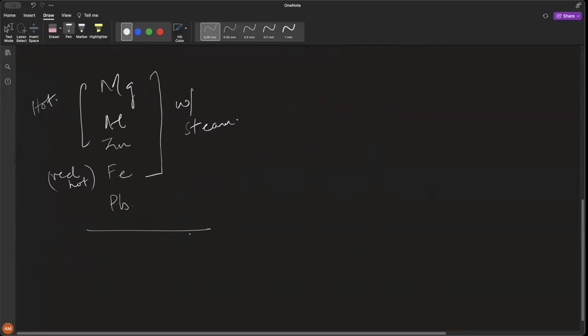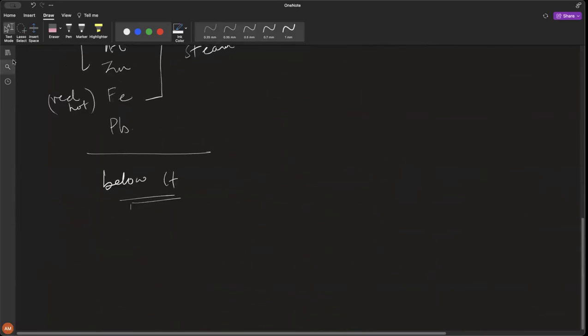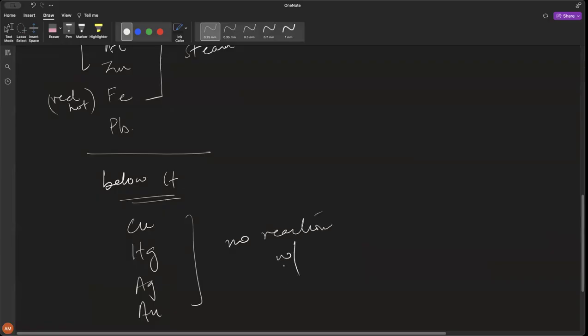And then the third group is the group which is below hydrogen. Remember in the reactivity series, the ones below hydrogen, I just pointed that out, which are copper, Hg, Ag, and Au. Copper, mercury, gold, and silver, they have no reaction with water or steam.